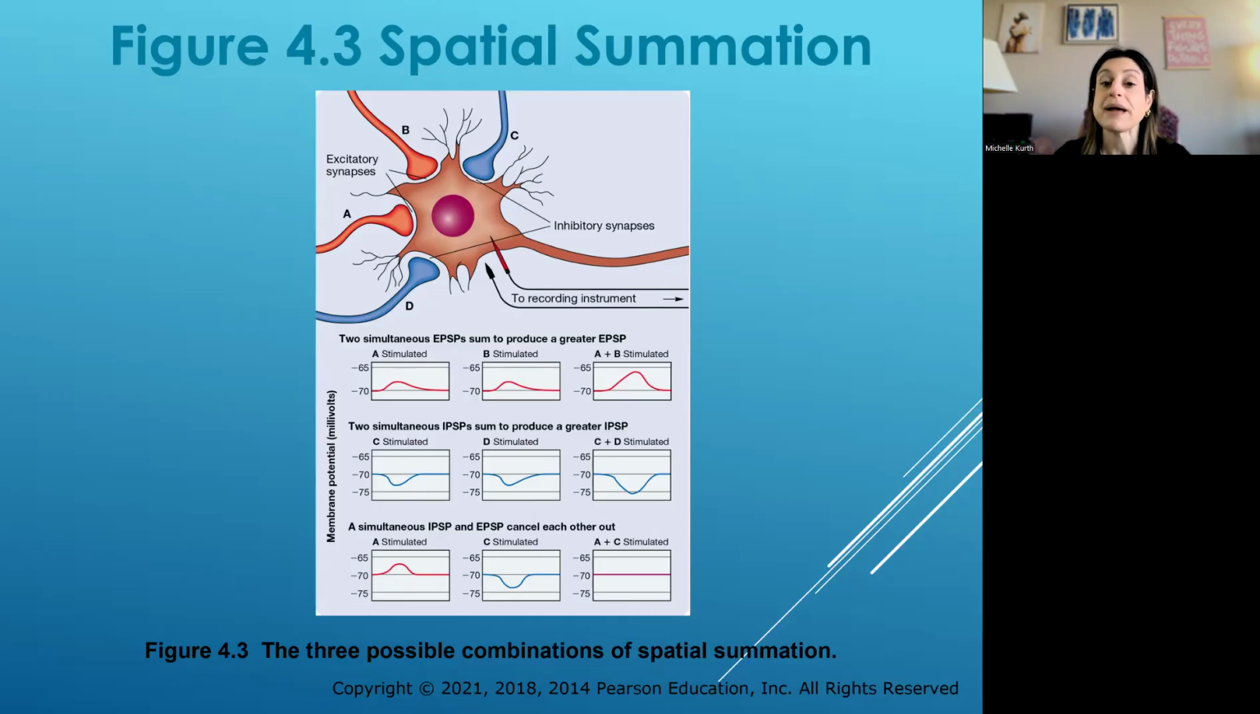When C and D are combined, it actually makes it even less likely that the neuron will fire. So it's like two friends that are shouting, "Don't do it," right? At the same time, louder together.